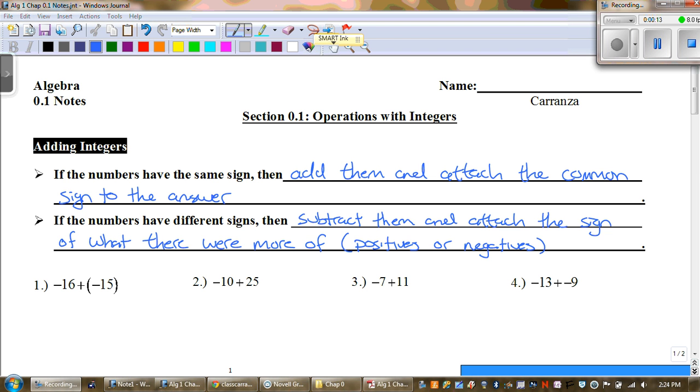Our learning target today is to be able to add, subtract, multiply, and divide different integers, and also a review of fractions and order of operations. We're getting a lot of stuff done today.